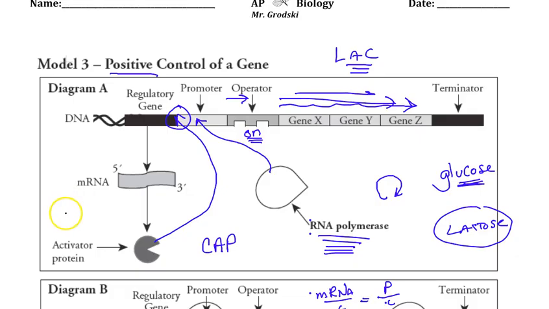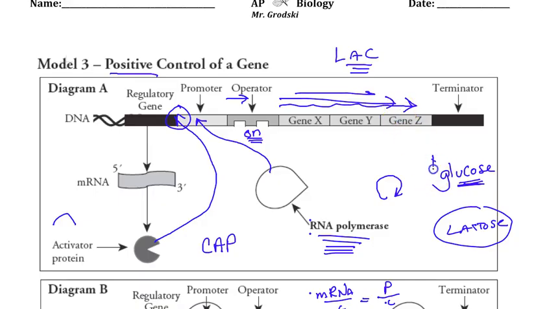So even if there is a lot of lactose, which would do what? It would bind to the repressor protein and prevent it from attaching, keeping the operator on. But with a lot of glucose available, this would go on, but it wouldn't produce a lot of enzymes to break down lactose. It'd be on a little bit.